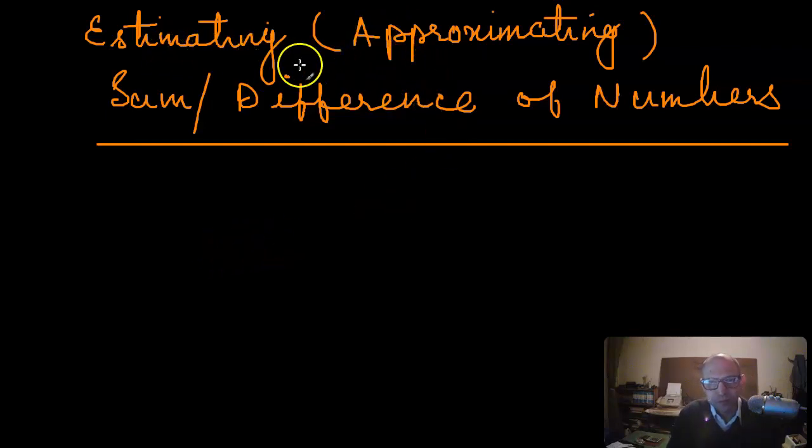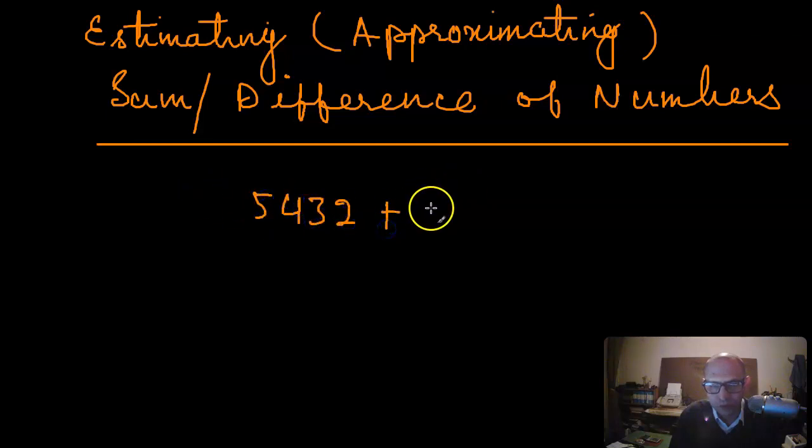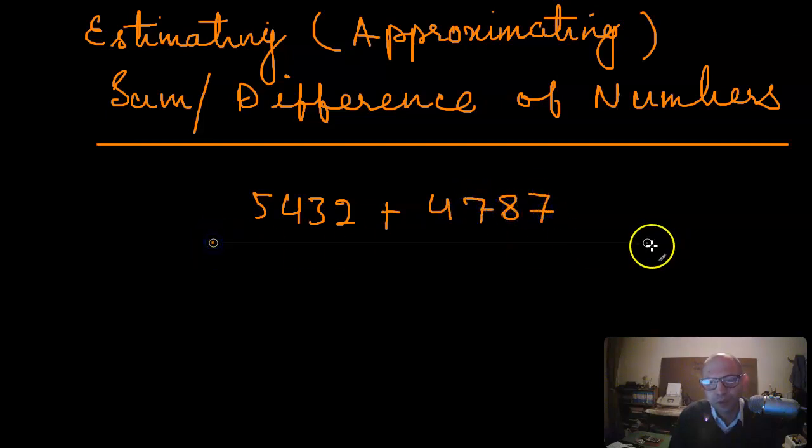In this video, we will talk about estimating or approximating the sum or difference of numbers. Of course, you are familiar with addition and subtraction, meaning that, for example, 5,432 plus, for example, 4,787, right? You have essentially this sum over here.